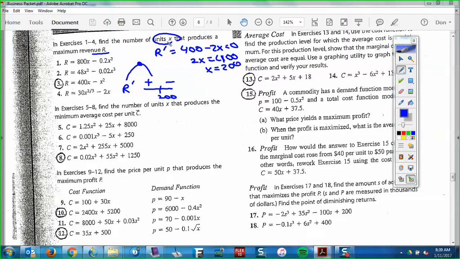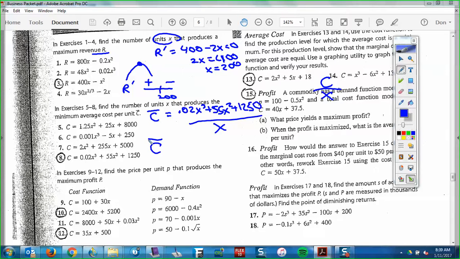Okay. Now this next one you need to calculate. So find the number of units that produce the minimum average cost per unit. Now what did we say C bar was? C divided by x. So C bar is simply this equation, 0.02x cubed plus 55x squared plus 1250, divided by x. It's just that. So you just put that in your calculator.